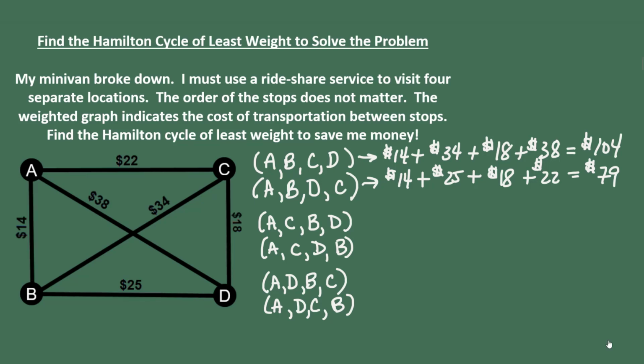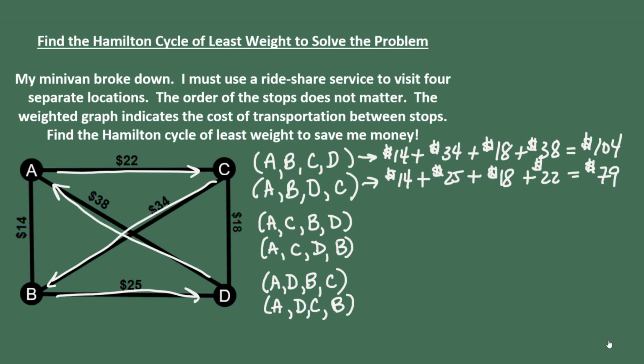So the second option is quite a bit cheaper. Let's do the same thing for A to C to B to D to A. So we have A to C, C to B, B to D, and back to A. The cost would be $22 plus $34 plus $25 plus $38 for a total of $119. So it looks like the second option is our best choice so far.